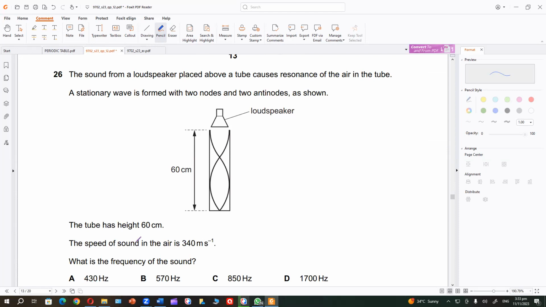The sound from a loudspeaker placed above a tube causes resonance of the air in the tube. The stationary wave is formed with two nodes and two antinodes as shown. The tube has height 60 centimeters. The speed of sound is 340. What is the frequency of the sound?